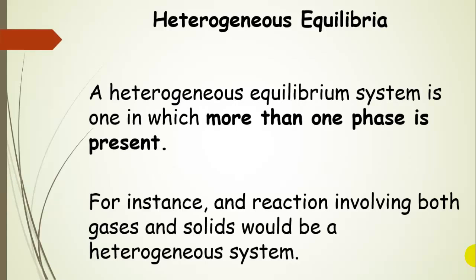So what is a heterogeneous equilibrium? Basically, it is a system or a chemical reaction that is at equilibrium that has more than one phase present. So for instance, if we had a chemical reaction where we had both solid present and gas, that would be a heterogeneous system.